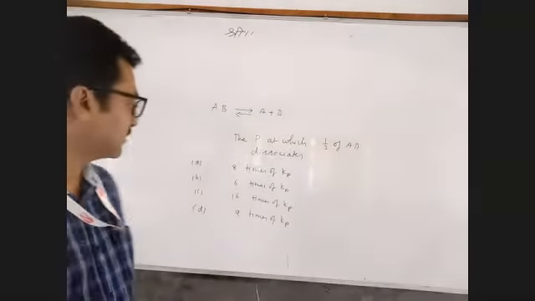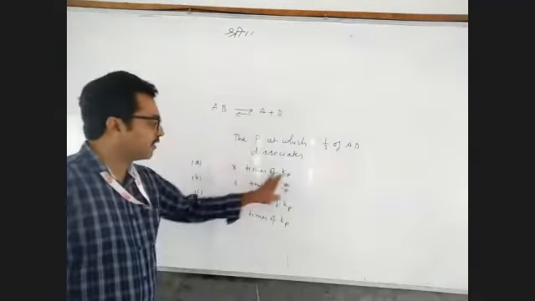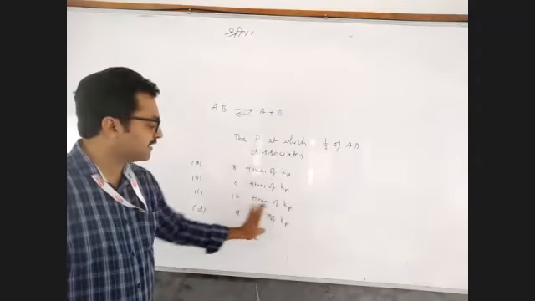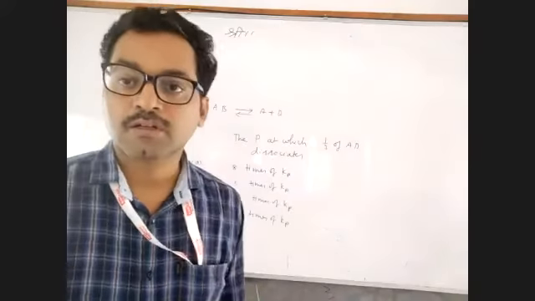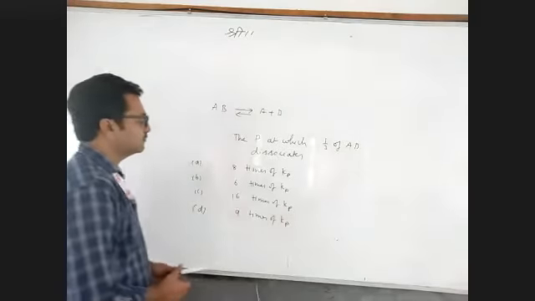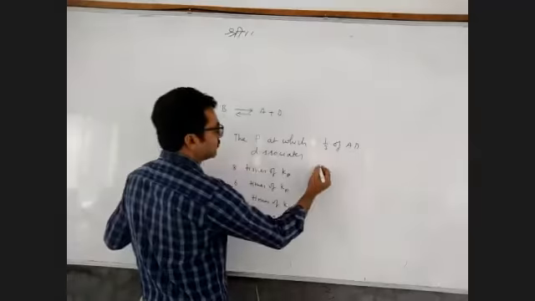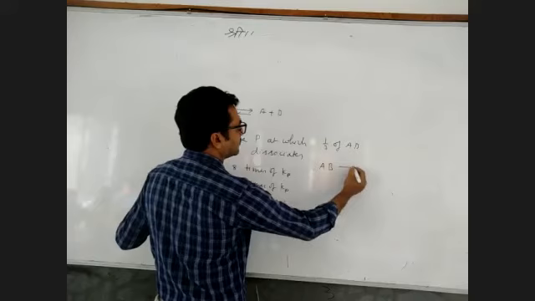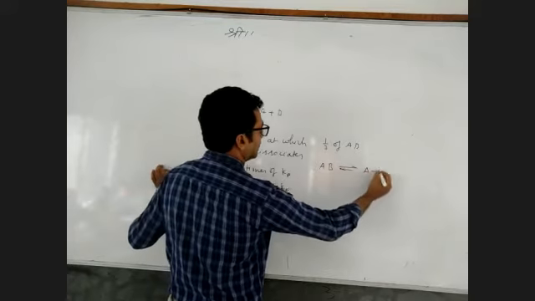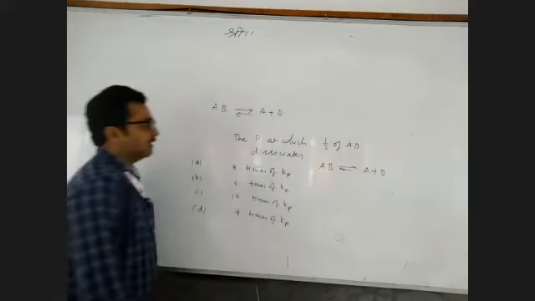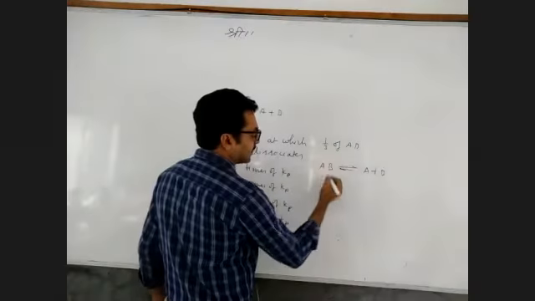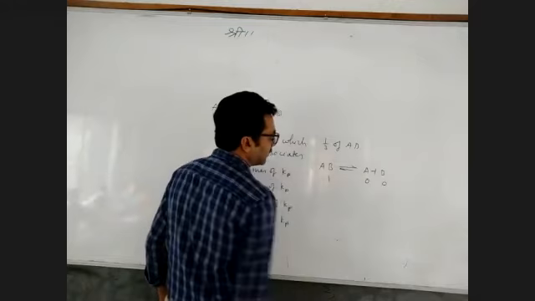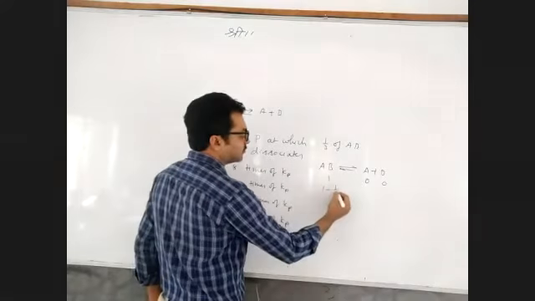Options: 8 times Kp, 6 times Kp, 16 times Kp, 9 times Kp. Okay, we'll see how to do this. First, AB gives rise to A plus B, right? The pressure at which 1/3 of AB dissociates. So I will take it as 1 mole initially. Okay, so 1/3 dissociates, they only give.